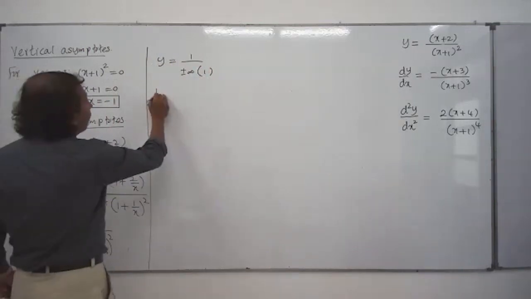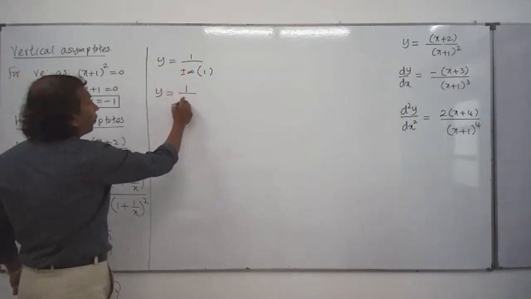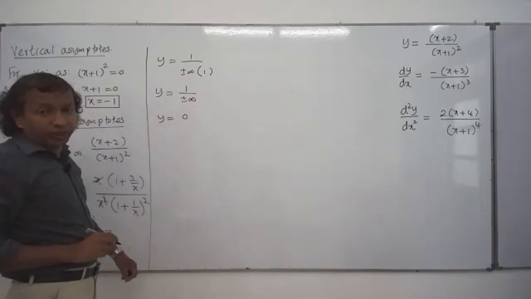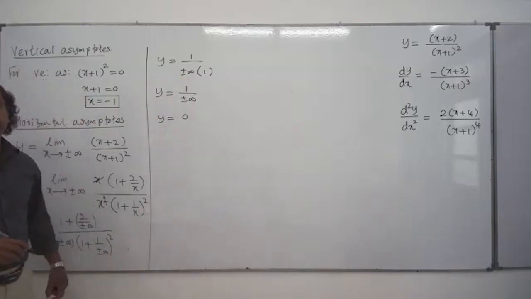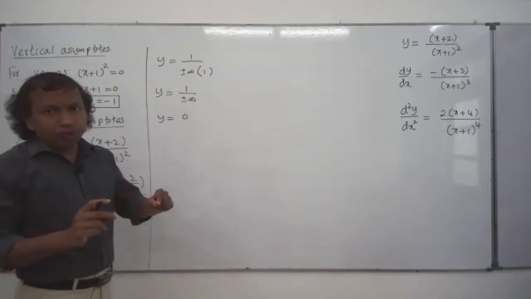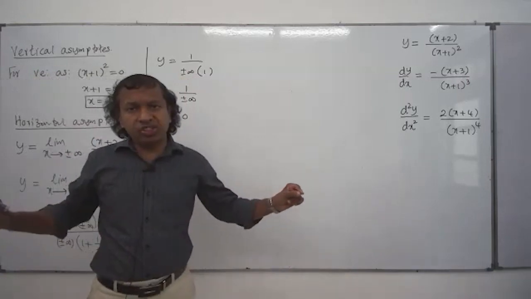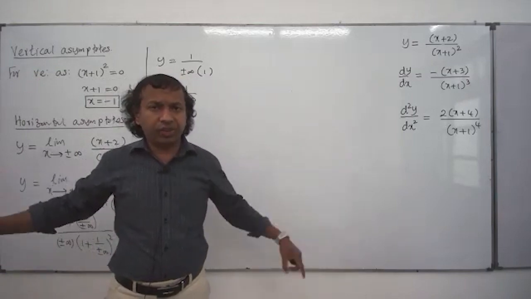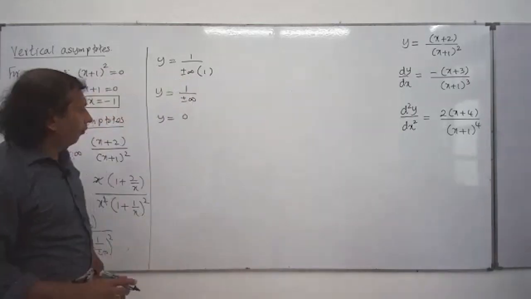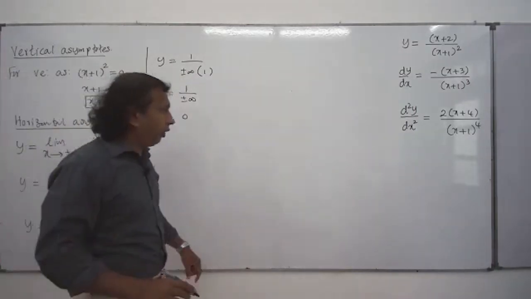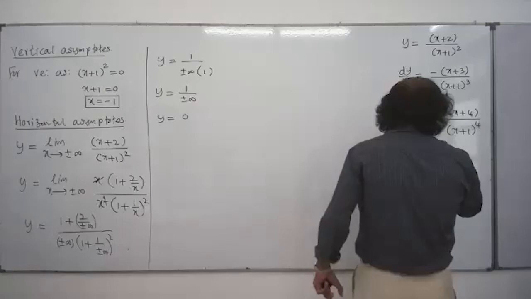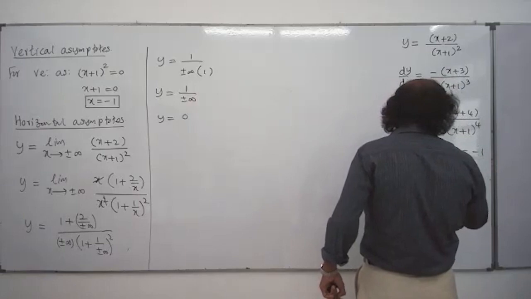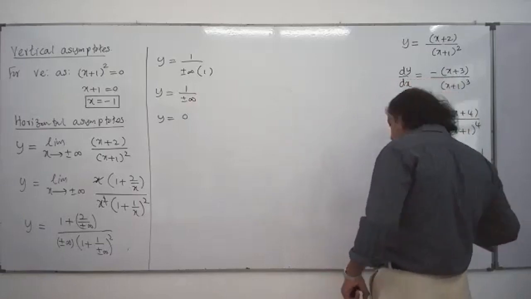Now what do you get here? y equals 1 upon plus or minus infinity. 1 upon infinity is 0. 0 has no sign, therefore the horizontal asymptote is y equals 0. That means when we move along the x-axis towards plus infinity and minus infinity, the y coordinates of the graph come closer to the x-axis. That's the meaning of y equals 0. So now we have vertical asymptote x equals minus 1 and horizontal asymptote y equals 0.